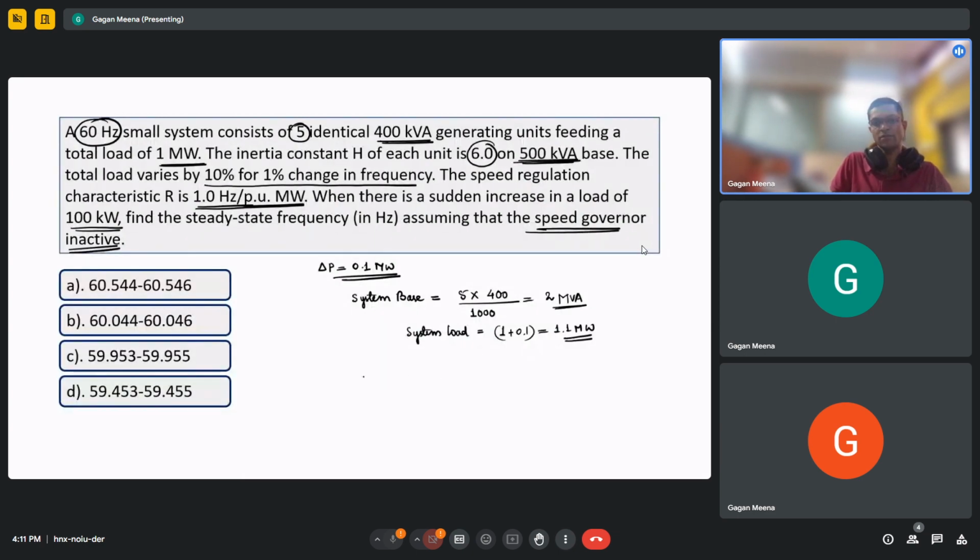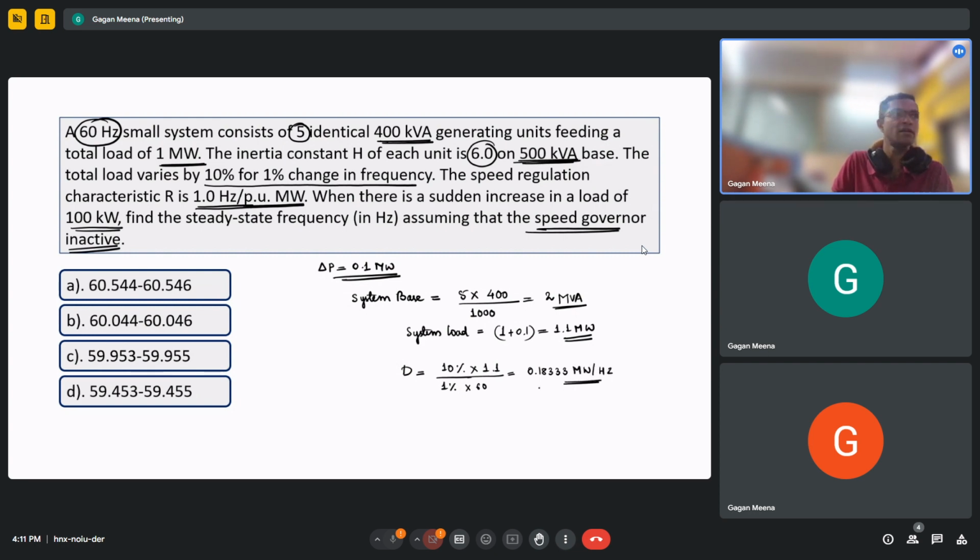So we have to find the D parameter. D is equal to 10% divided by 1% change in frequency. So this is 10% of 1.1 and 1% of 60. So this is 10 into 1.1 divided by 60. So this is 0.1833. It is in megawatts per hertz. This is not in per unit.